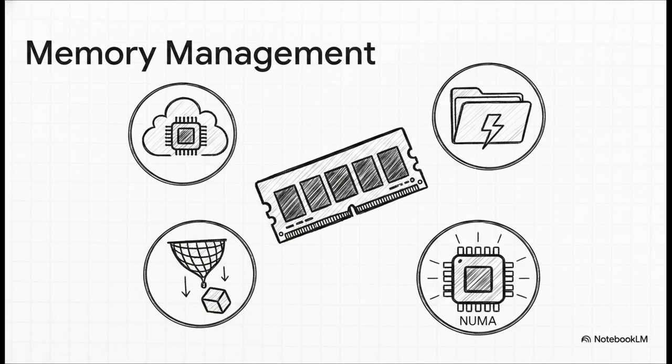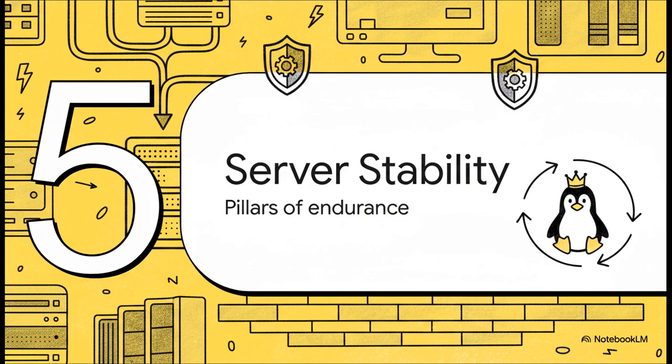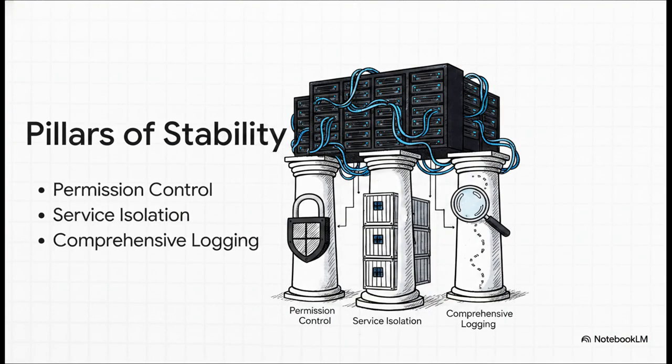It is incredibly slick. Moving on to Section 5, the key to server stability. When we zoom out to the enterprise level, the goal totally shifts. It's not just about pure speed anymore. It's about absolute, unbreakable endurance. Linux completely dominates global data centers because of 3 pillars of stability.